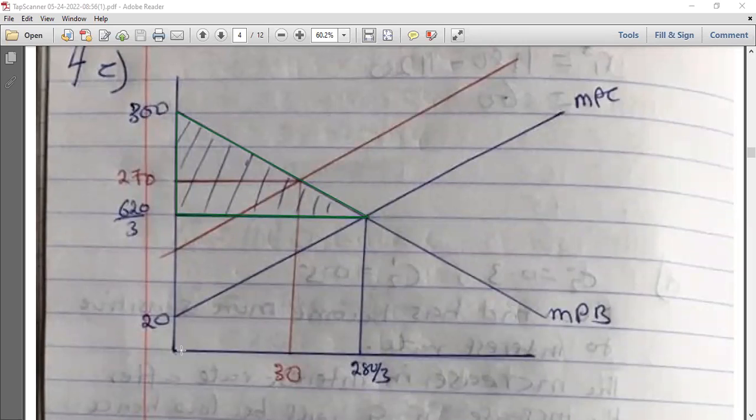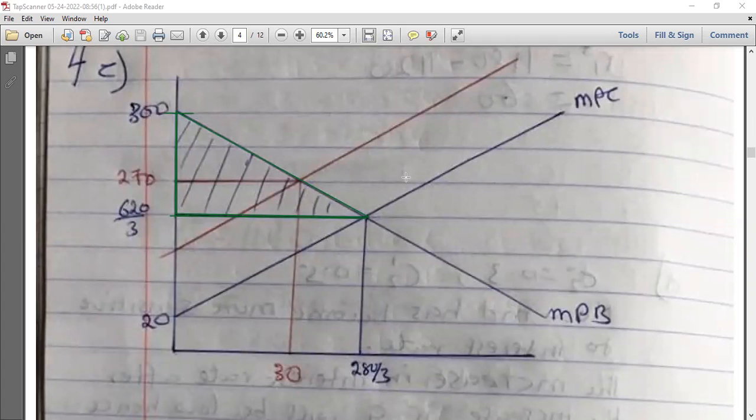So the base will be the quantity at the competitive level. And then this is going to be the height of the triangle. The height will be the difference between the intercept here and the equilibrium price. Then you just multiply that by your half. And then we are looking for the change.